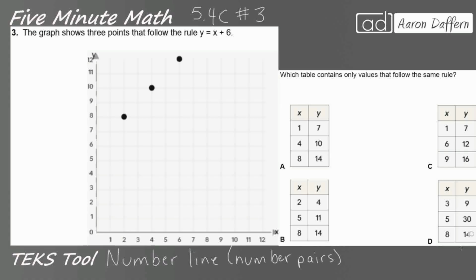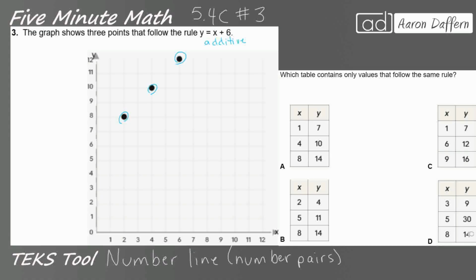So we've got a graph here, and they give us the rule. It is an additive rule because it's y equals x plus 6. And so we need to find the table that contains the same rule, but not necessarily those points. We're not going to find these points necessarily on the table, but we need to find that plus 6 rule. So one way to do that would be to look at some double number lines.